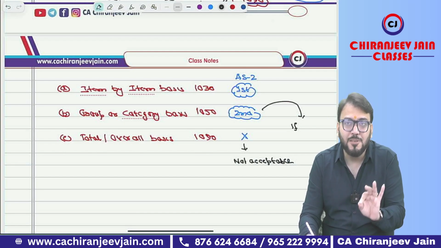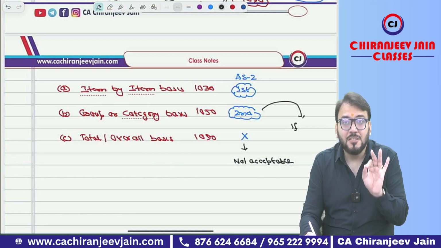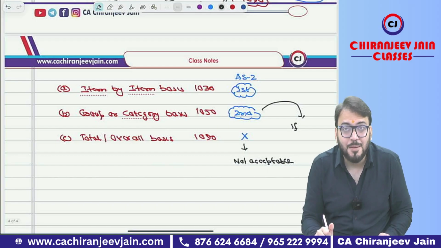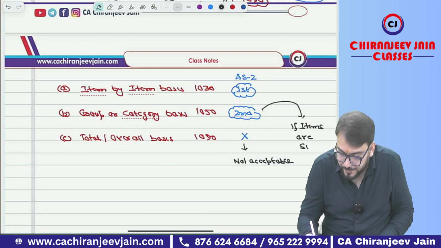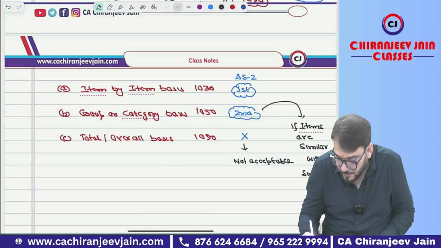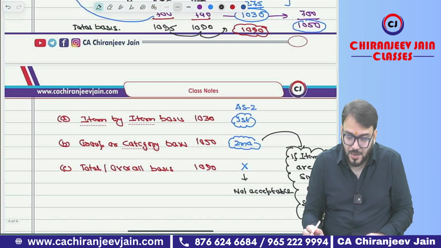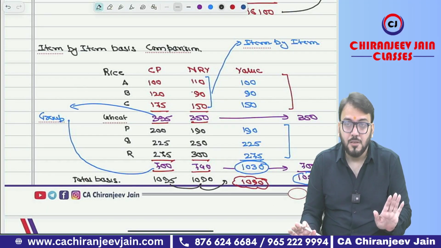However, whenever the question is silent, always apply item by item basis. And normally in the exam the question will be silent, then always apply item by item basis. Till now they have not asked any question on group basis, but if they do, you should be able to understand what is group basis. Have you understood group basis also? Yes sir. If items are similar with similar price, then we can apply group basis. Understood? Otherwise apply item by item basis. Chalega? Yes sir. Okay sir.